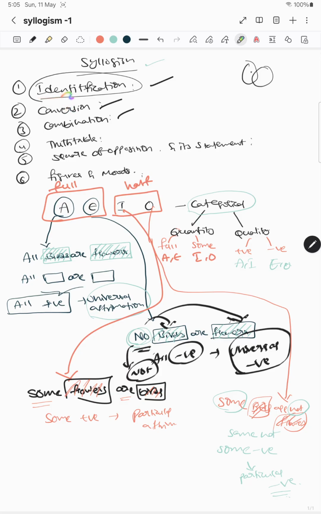In the last class I told about identification. So there are different kinds of things. A, E, I, O are the categorical syllogisms. These are categorized into quantity and quality, and moods also. Full and half is a quantity, and positive and negative are the moods. Based upon the combination only, these figures and moods have been formed. We will come back to that later. So without any delay, this is about the identification of a categorical syllogism.